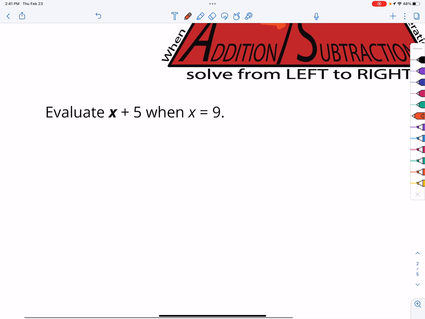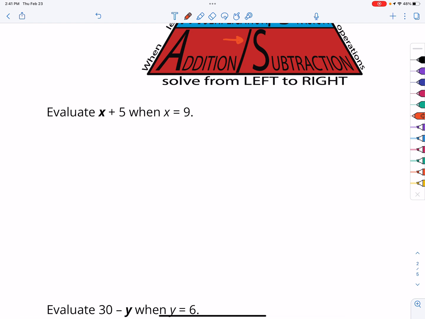First up, we are going to be evaluating x plus 5 when x equals 9. There are some really key things that you need to do when recording your work that set you up for when we get to solving algebraic equations. Keeping your work organized will keep your work accurate and help you identify if you've made a mistake. As you go through this, we are going to get in the habit of recording the work vertically.